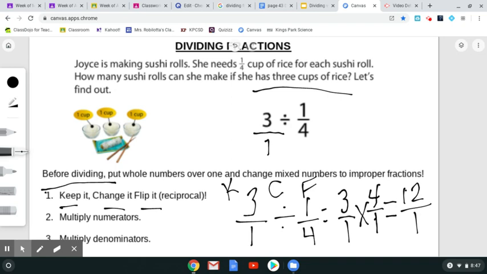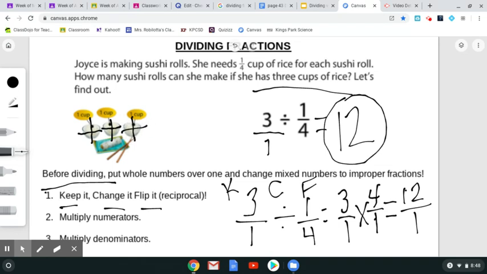And I don't like that answer at all because it's improper. But if I divide, that's a basic fact that I can do in my head. 12 divided by 1 is 12. And I'm even going to prove it in that picture. If you take 1 cup of rice and you divide it into fourths, and another one, and you divide it into fourths, and another one, and you divide it into fourths, how many parts do I have? I have 4, 8, 12. So that's how I came up with that.